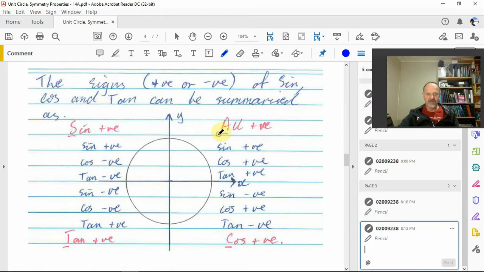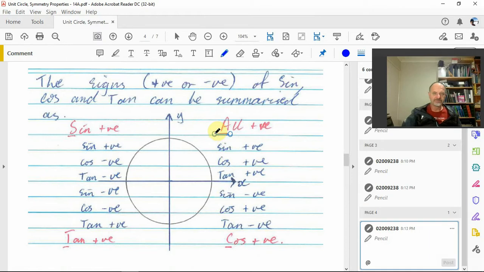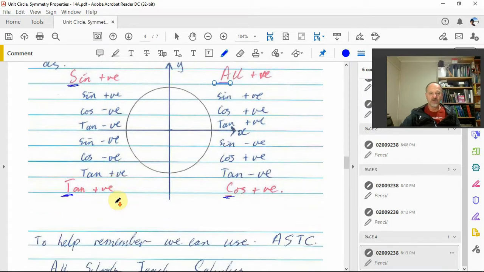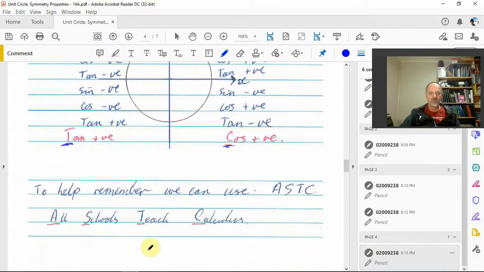So if we underline each of those first letters, then we've got a little mnemonic that we can use, ASTC, or all schools teach calculus. All schools teach children, or many others that you can think of. All students talk crud, and whatever you use.